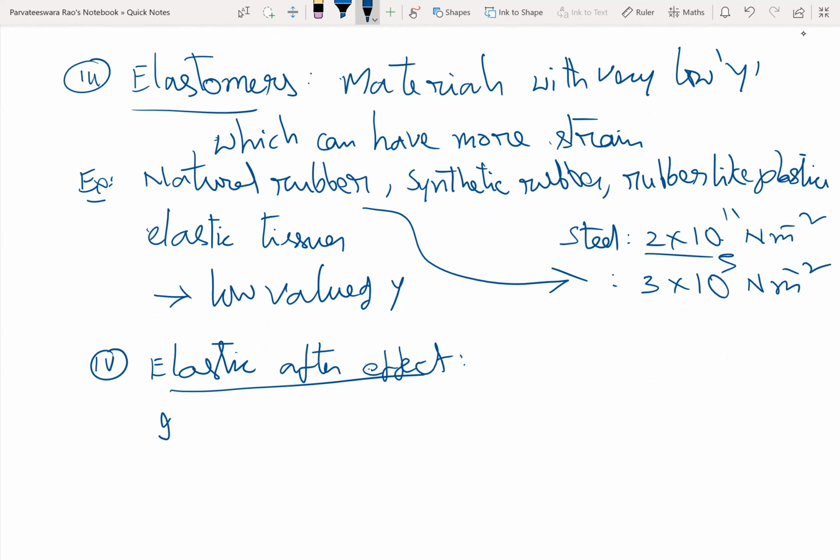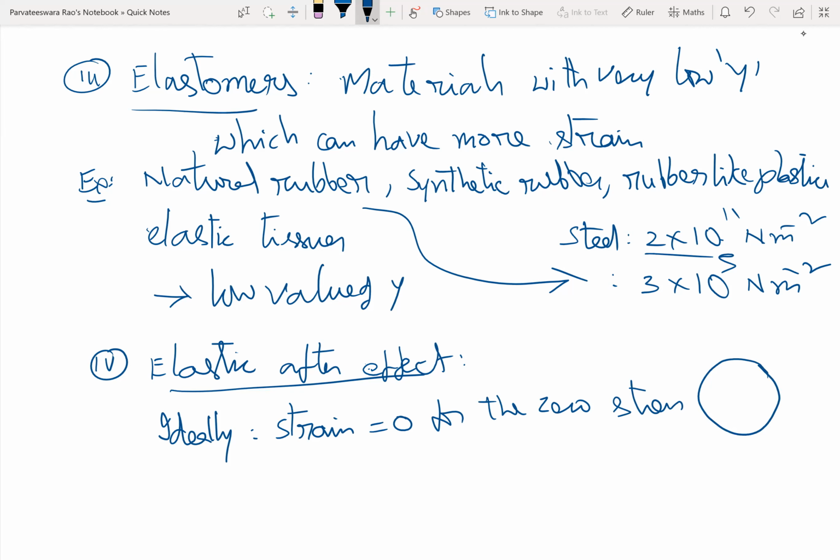So ideally, strain should become zero for zero stress. Now you take the example of a rubber ball. You hold it in your hands, press it at the top and bottom, you will find some deformation. Yes or no? Yes, sir. Then you remove the fingers and keep it on the table. Will it take some time to get back its original size or not?